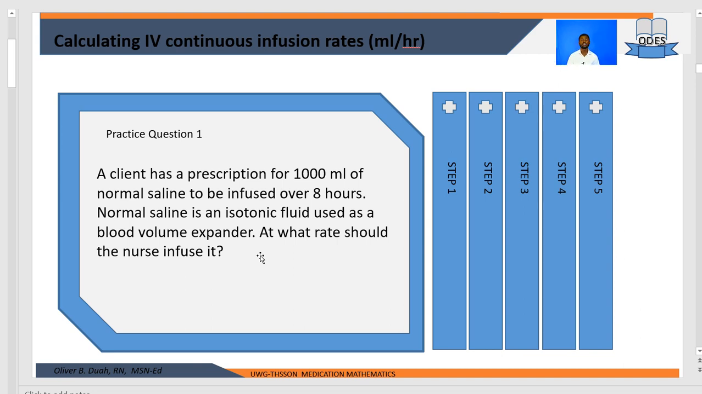Alright, now let's begin some calculation examples. We are going to start by calculating infusion rates in ml per hour. Our question states, a client has a prescription for 1000 ml of normal saline to be infused over 8 hours. Normal saline is an isotonic fluid used as a blood volume expander. At what rate should the nurse infuse this medication?